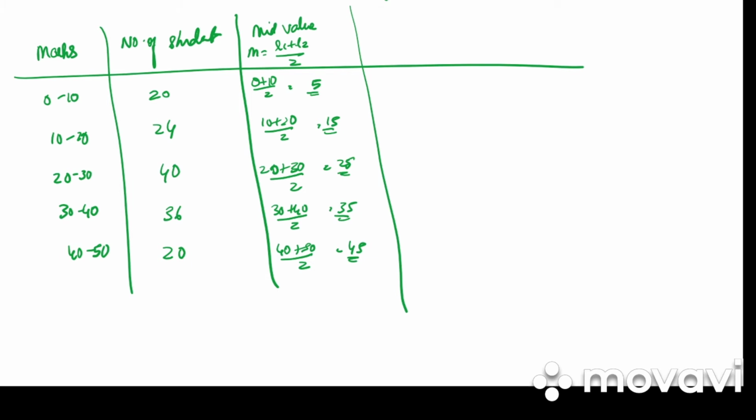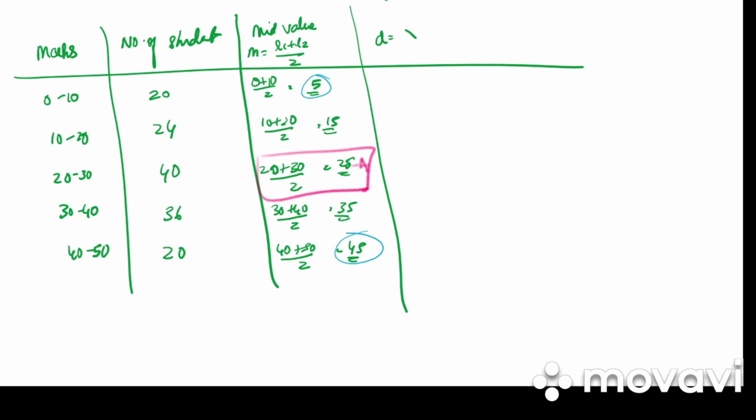Next we need to take the assumed value. How do we take the assumed value? Lowest value, what is the lowest value? 5. Highest value is 45. 45 plus 5 divided by 2. So the assumed value will be 25. Clear?